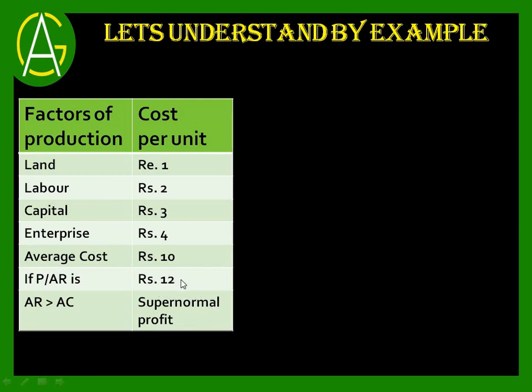Here the firm is earning a supernormal profit of 2 rupees per unit, because the firm has covered the entire cost, that is, the average cost is covered, but in addition to this average cost, the firm has 2 rupees of additional revenue. This 2 rupees additional revenue is known as supernormal profit. Now let us understand the second situation.